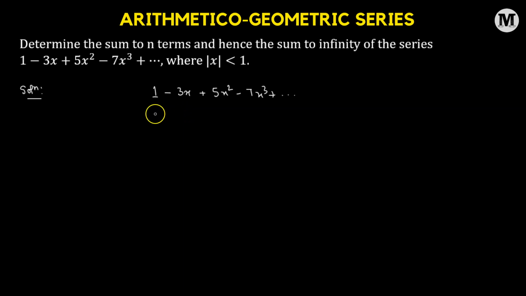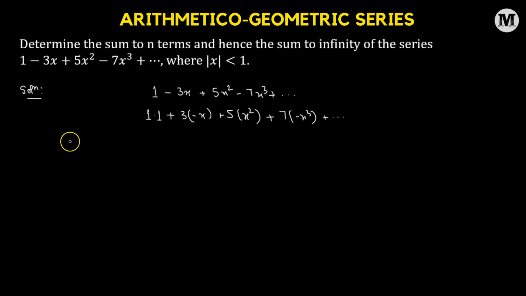To extract that information, we're going to rewrite the given series. First, let's take the first term 1. We're going to rewrite it as 1 times 1. Then added to it will be 3 multiplied by negative x, added to 5 times x squared, added to 7 times negative x cubed, and this is going to continue.